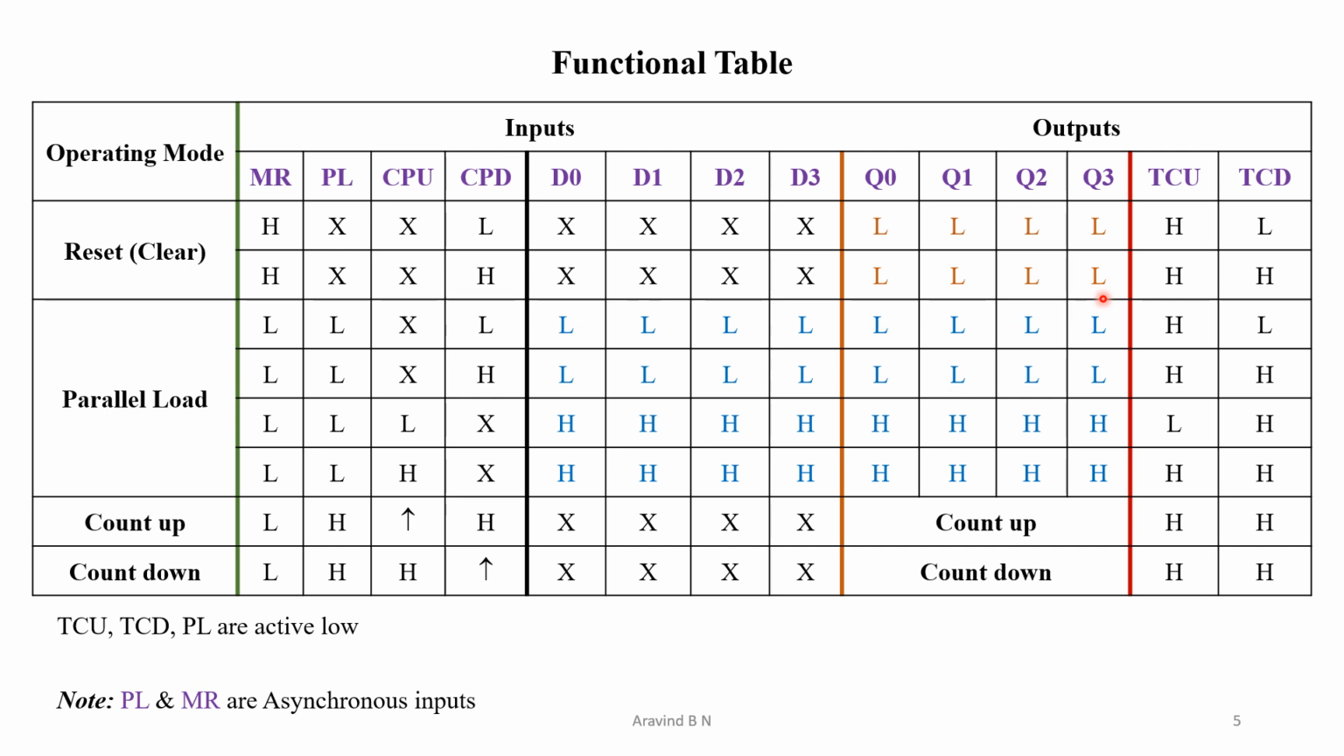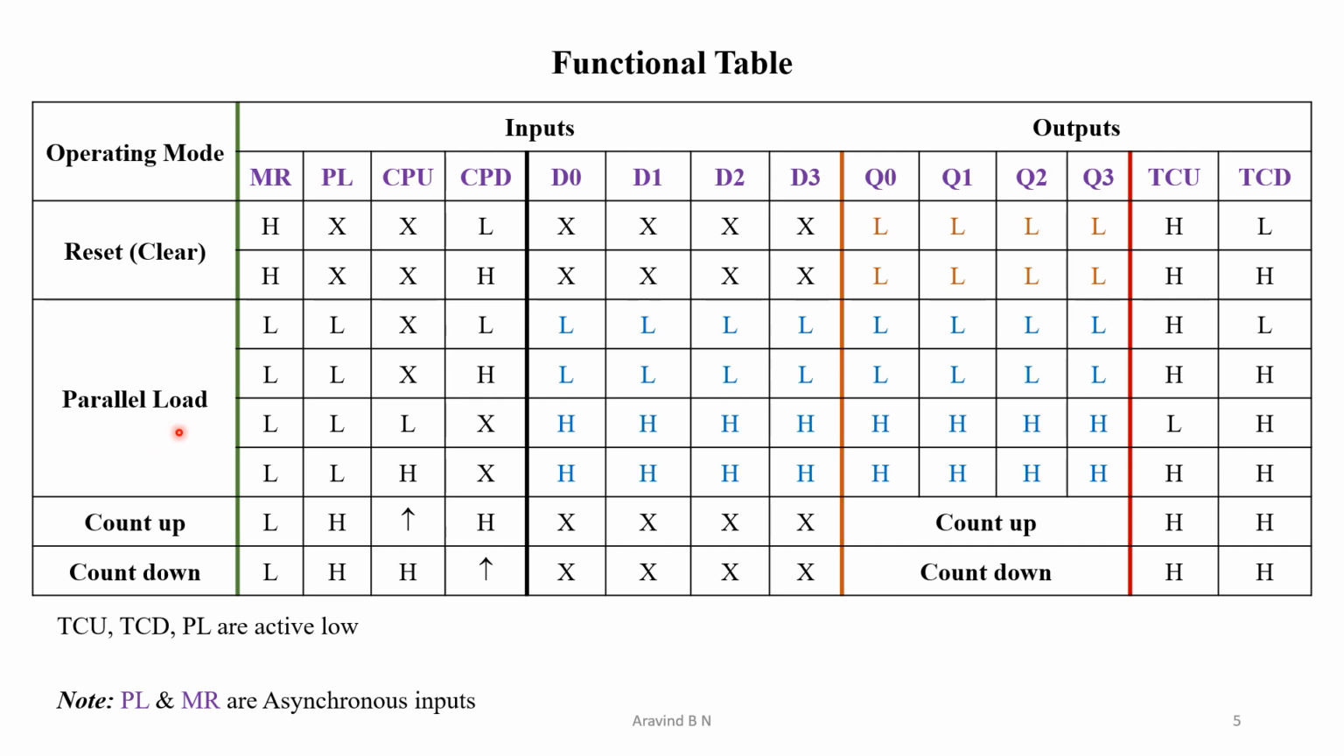Anyhow, since we are making use of a single IC, I'm not going to discuss TCO as well as TCD further. So I'll be stopping my discussion with respect to the output over input Q0 to Q3 only. Further, for parallel load operation, parallel load in the sense that whatever values the data lines have, those values will be shifted to the output. That is what we know as the parallel load operation.